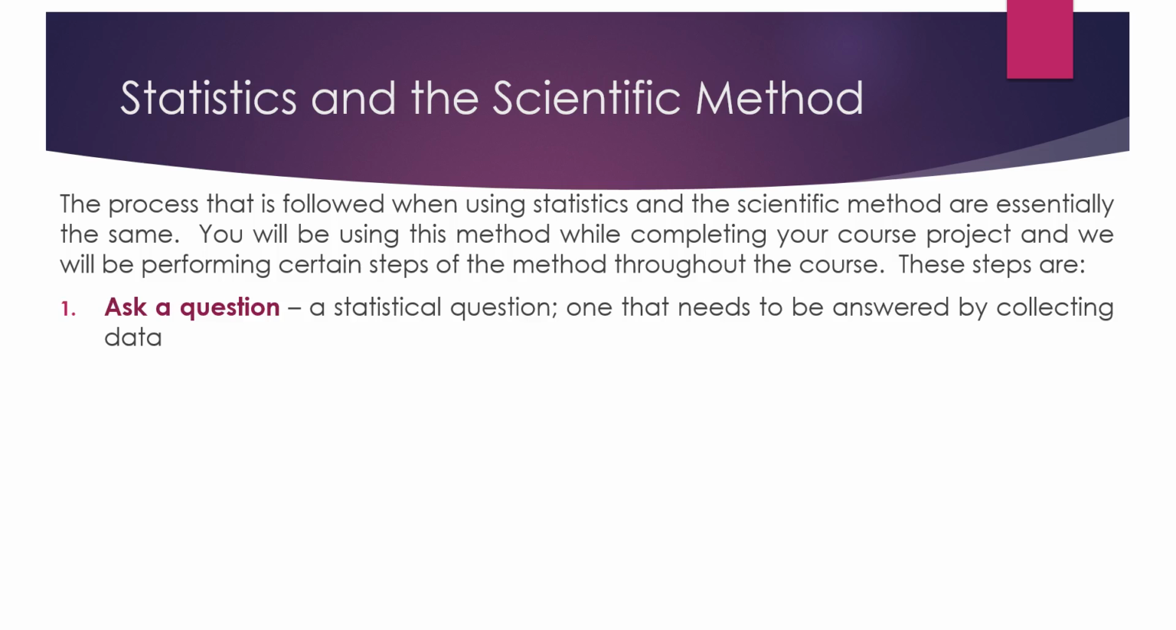So the first step in the scientific method is to ask a question. And there is a project in this course. You do not need to worry about it right now at all, but I do like to talk about it so that it kind of gets you thinking. The project in this course is going to follow these steps exactly. So you're going to start with a question. It does have to be a statistical question. We will talk in a few slides about what exactly a statistical question is. It is a question that has no solid answer and needs to be answered by collecting data.